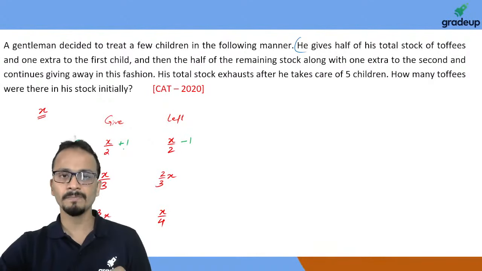Similarly, if he has given 1/3 and then gives, let's say, 2 more toffees, then he'll be left with 2 by 3 x minus 2. Third case, if he is giving 3/4 of the original toffees and taking 3 toffees back, so he is giving 3 less than 3/4 of the original stock, then he'll be left with 1/4 plus 3 toffees. Am I clear to each and every one of you?